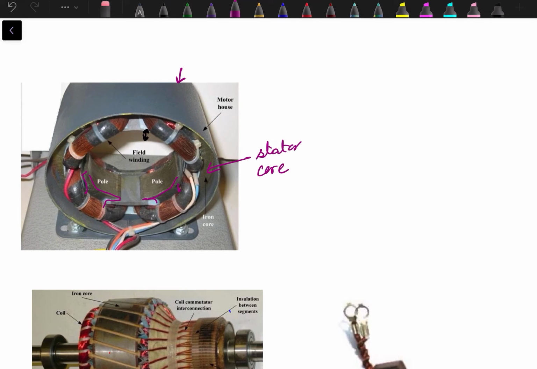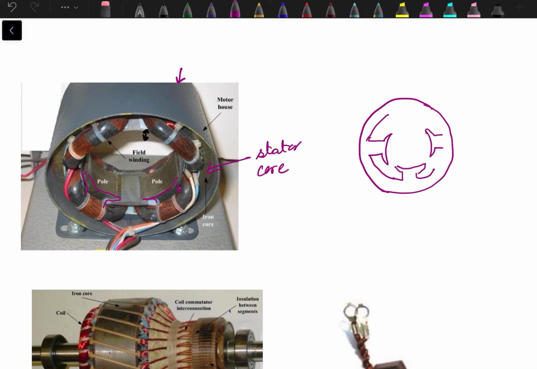So we can show it like that. The core looks like this, with four different projected poles which are looking like this. So this is how it looks like.